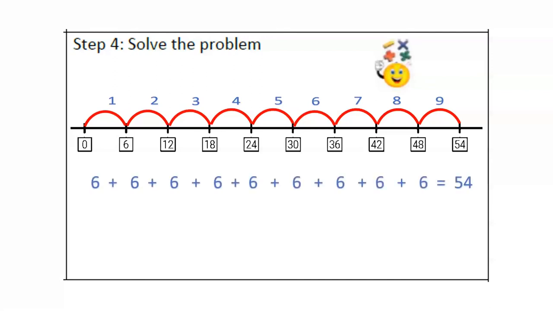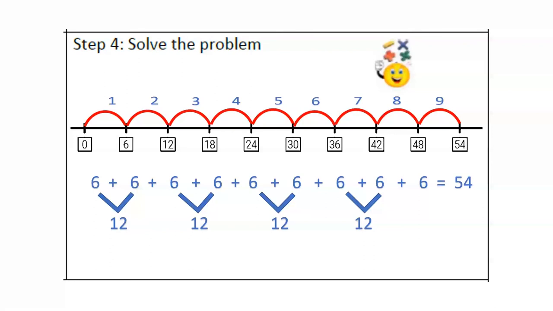6 plus 6 plus 6 plus 6 plus 6 plus 6 plus 6 plus 6 plus 6 equals 54. We can then use our doubles facts to help us solve this problem more efficiently. 6 plus 6 is 12. We do that four times.